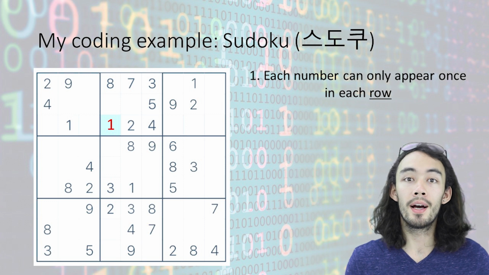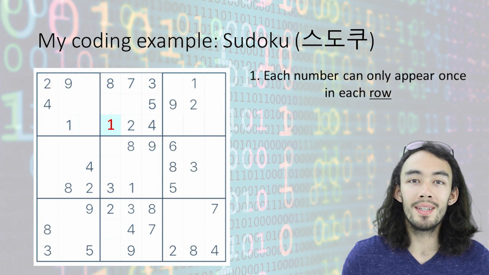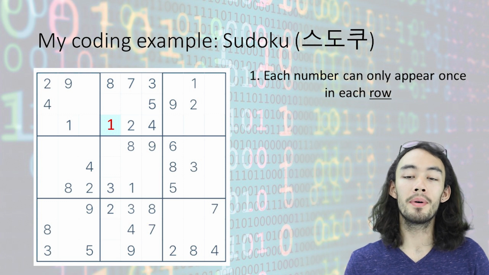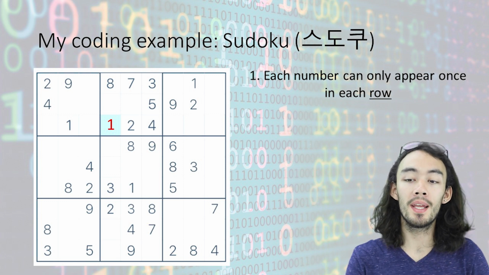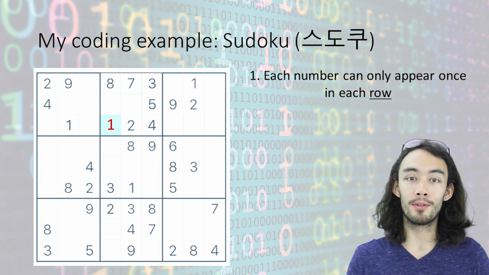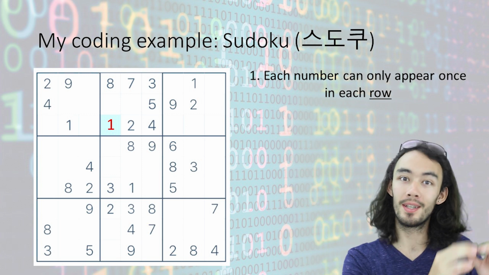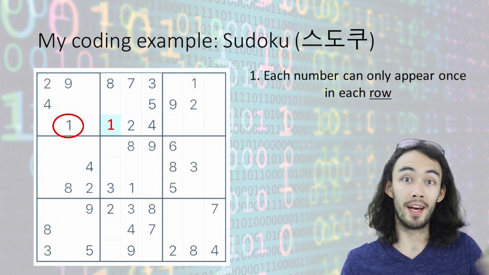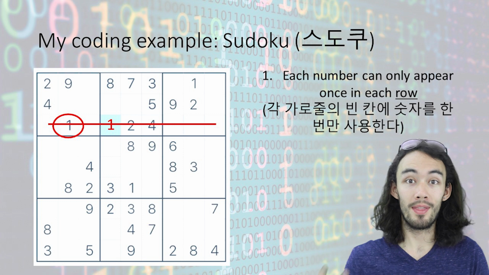Okay, so now I want to put the number 1 in this block, but if we remember, each number can only appear once in each row. So if I were to put 1 in this spot, there's another 1 there already, so I can't put it there.